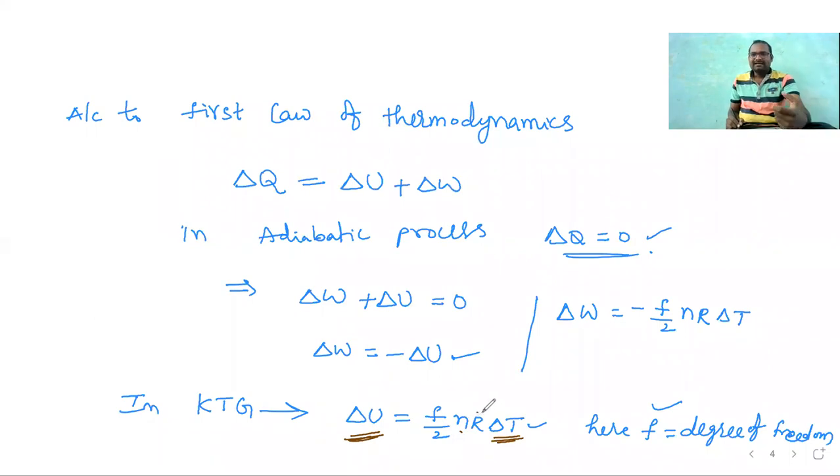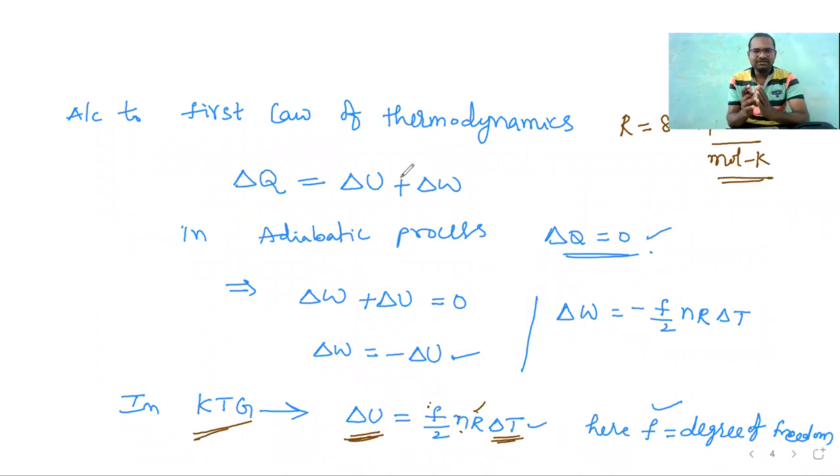What is R? Universal gas constant. R value, you know, 8.314 joules per mole per Kelvin. This is the R value, and it is a universal constant, the gas constant. n is the number of moles. f indicates the degree of freedom of a gas. About this we will discuss in the chapter KTG. Clear? So the new thing that we have learned here is f by 2 nR delta T, that you remember.